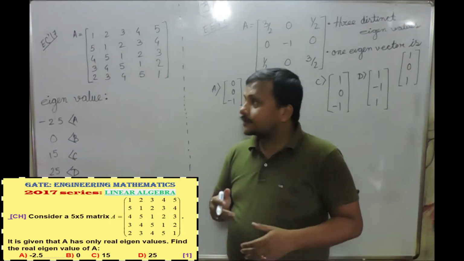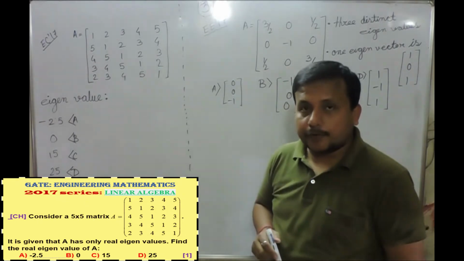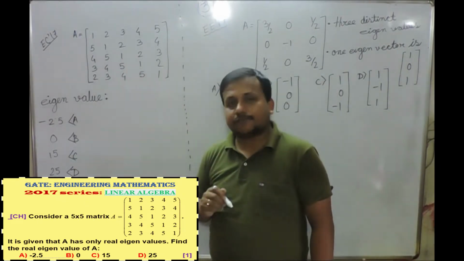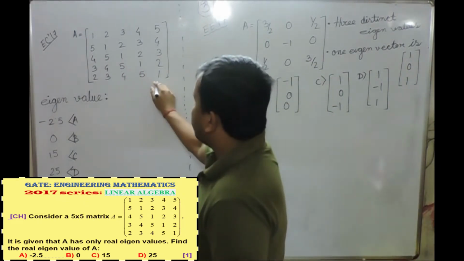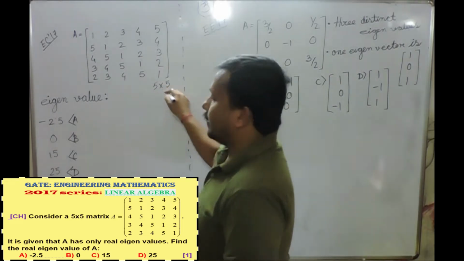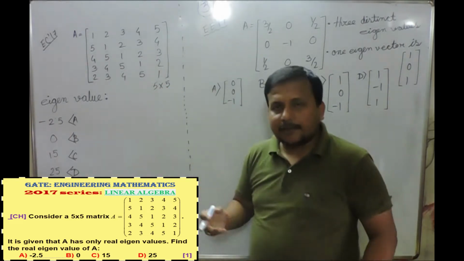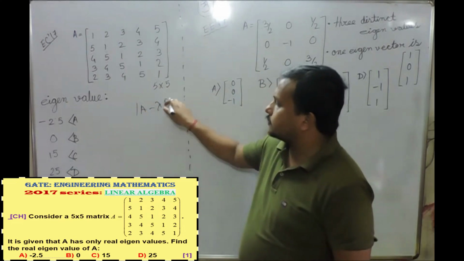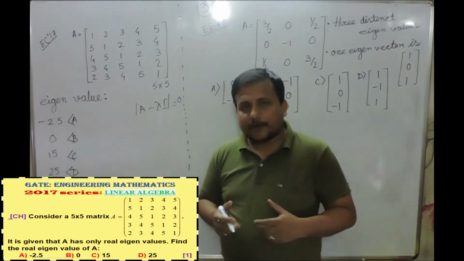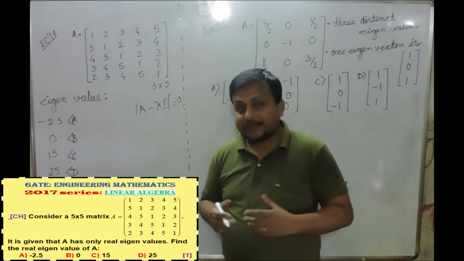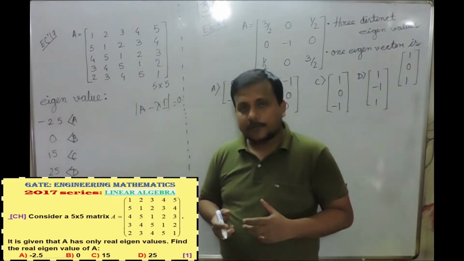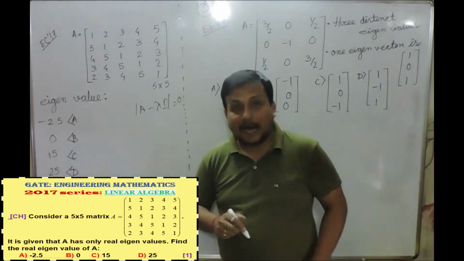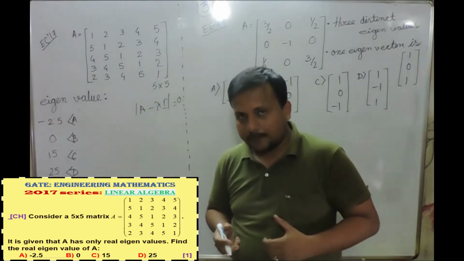So students, in this question of EC 2017, you find that there is a matrix of size 5 by 5 and you have to determine one of the eigenvalues. You can determine one of the eigenvalues by using A minus lambda I equal to 0. That will result in a polynomial of degree 5, and by solving that polynomial equation, you can determine the value of lambda. However, that will take much time.